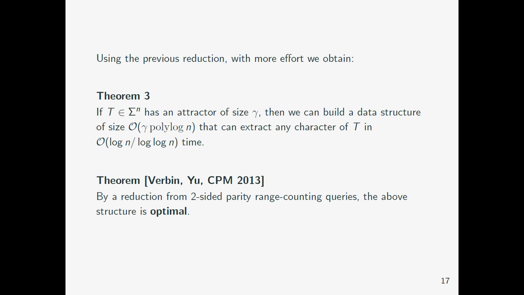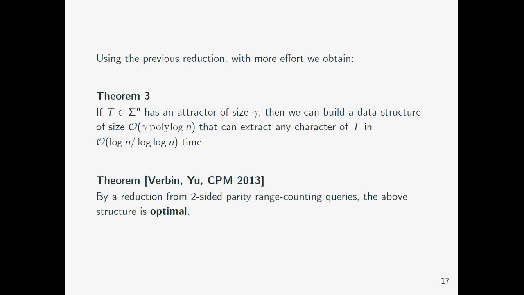But more surprisingly, we can build optimal data structures based on string attractors. We use basically the same reduction I showed you before for macro schemes. It's just sufficient to note that this was a random access data structure, because just following these sources, you can extract each character. So this is another theorem we get. Given an attractor of size gamma, we can build a data structure of size gamma polylog n that can extract any character in time log n over log n. And surprisingly, this is optimal.